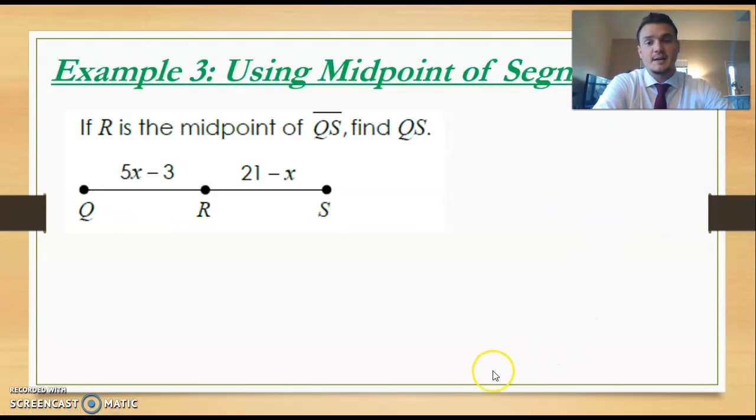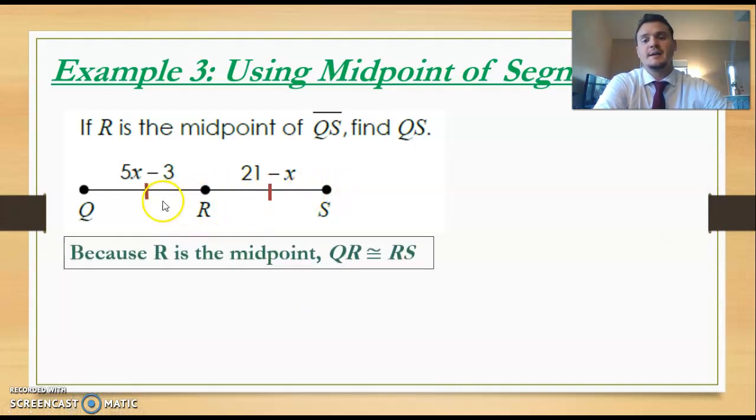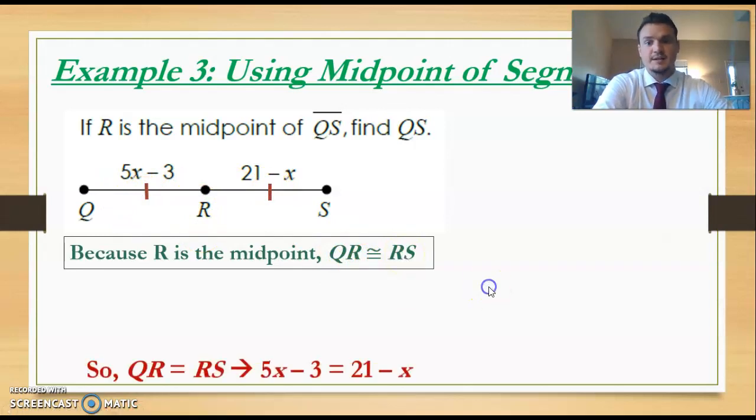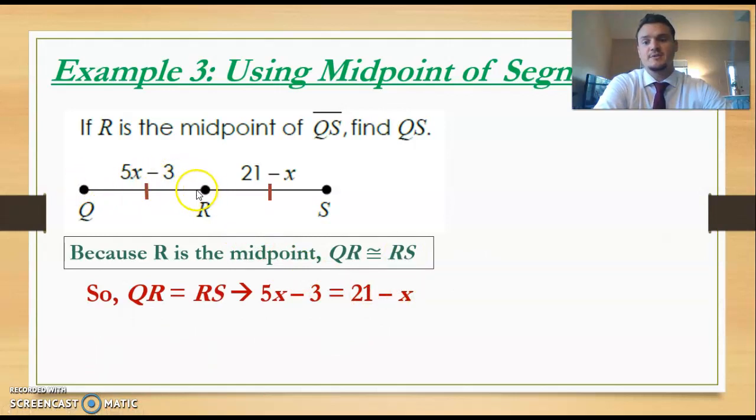This is just another example of a problem that's similar to what you'll have to do on the assignment. In this problem, they say that R is the midpoint. That means that the distance from Q to R is the same as the distance from S to R. If R is right in the middle, that means that these segments are congruent. QR is congruent to RS. Because they're congruent, that means QR is equal to RS. So 5x minus 3 has to equal 21 minus x.